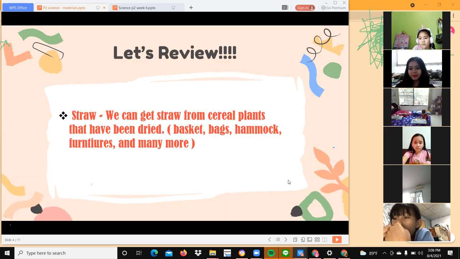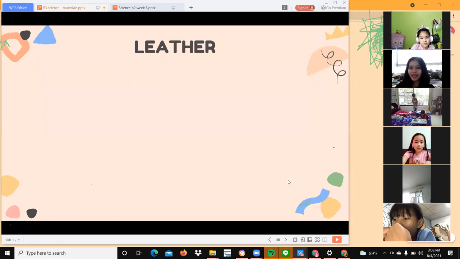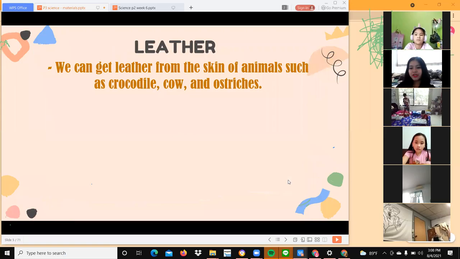Okay, now let's proceed to leather. Where can we get leather? Let's read. We can get leather from crocodiles, cows, and ostriches. We can get leather from the skin of those animals. Again, we can get leather from crocodile, cow, and ostriches.